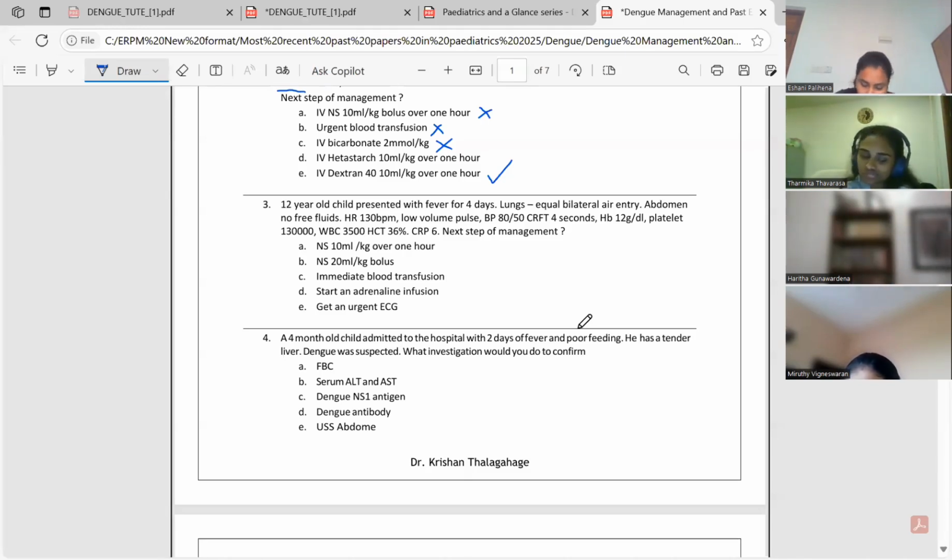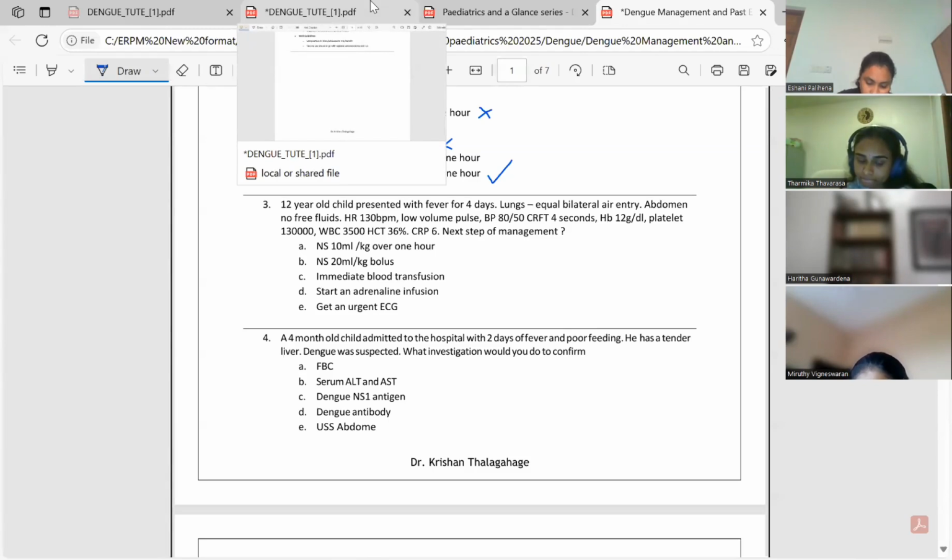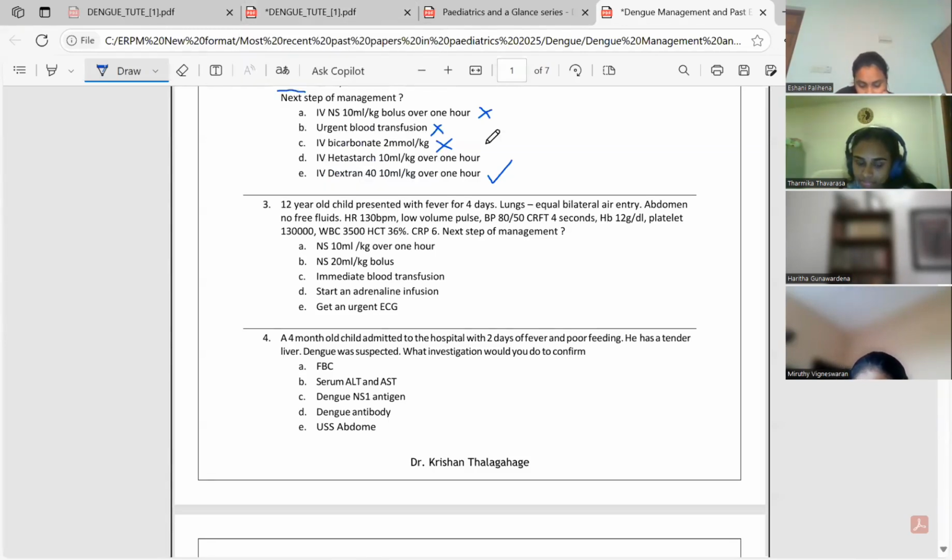Next step of management, can someone tell me what this child is having? Instead of asking the next step of management, if I had asked what is the likely diagnosis? What are the possibilities, rather? Before you manage, you need to know what has happened to this child. Anyone?